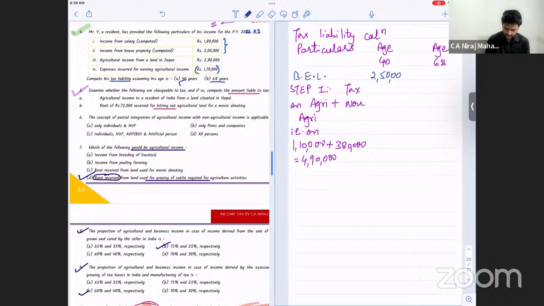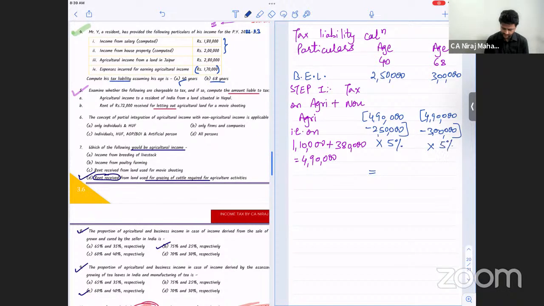2,50,000. And here we have 3 lakh. So I'll just write down here quickly 4,90,000 minus 2,50,000, correct? Into 5%. That is the step 1 answer. And over here 4,90,000 minus 3 lakhs into 5%. Yes? Give me the figures, all of you. Case number 1 is 12,000, all right. Case number 2, 9,500. Great.